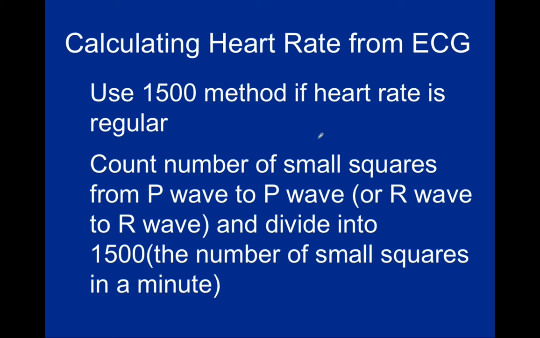So what's nice about this method is you don't have to necessarily start at the beginning of the P wave. You can use the R wave, the Q point, the T wave, whatever part of the cardiac cycle that you want, as long as it's the same part in the first cycle as it is in the second cycle.